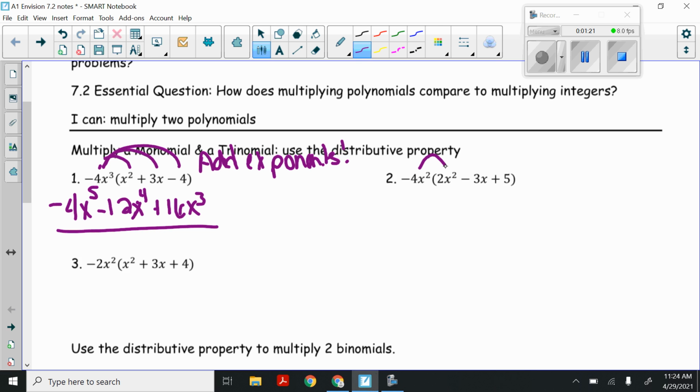So number 2, we want to take negative 4x squared and multiply by 2x squared minus 3x plus 5. Again, we're simply going to distribute. Negative 4x squared times 2x squared gets me negative 8x to the 4th. Negative 4x squared times negative 3x gets me plus 12x cubed. Negative 4x squared times 5 gives me minus 20x squared. Again, that is our answer because it is in standard form. It's already highest exponent and then decreasing in order.